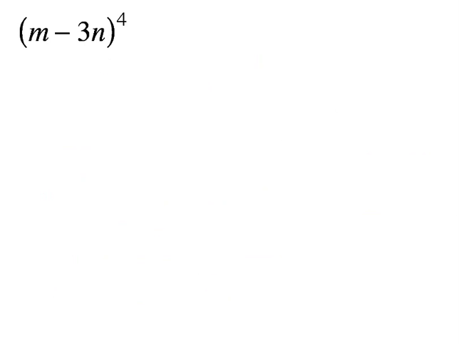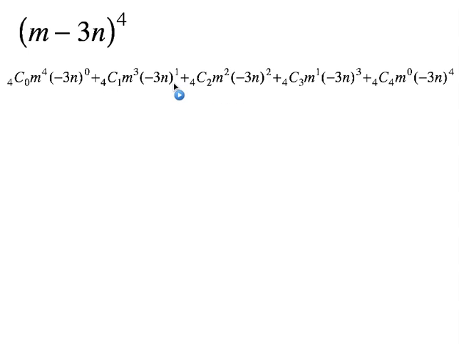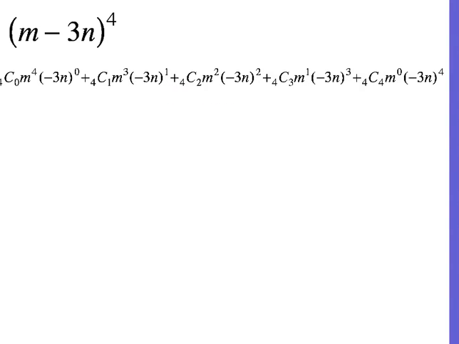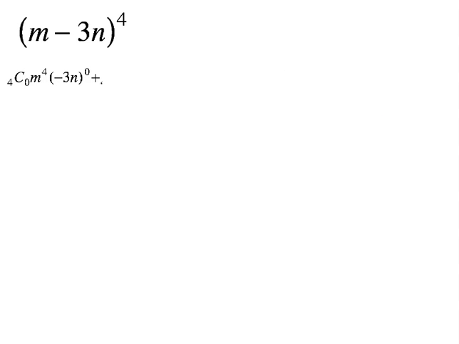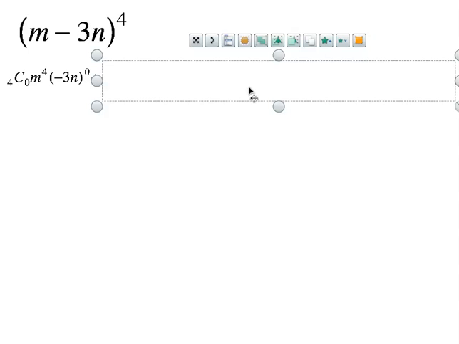So this is m minus 3n to the 4th power. Once again, we always have the option. We could write out m minus 3n 4 times and multiply it out. But trust me, that gets really, really confusing. So what we're going to do is start with 4 choose 0, right? That's where I start. m to the 4th, negative 3n to the 0. Because I always start with 4 choose 0.